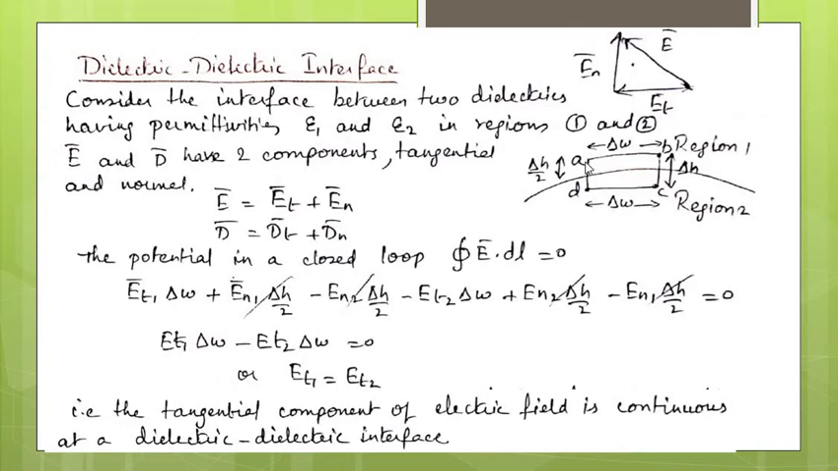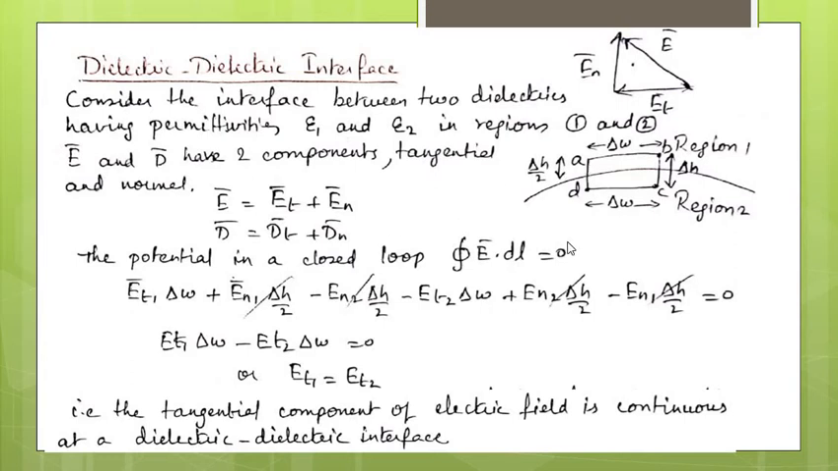Now I have shown the one area from region 1 to region 2 between A to B, B to C, C to D and D to A. The distance between A to B is delta W, distance between B to C is delta H, and between B to the interface it is half of delta H, that is delta H by 2. Again from the interface to C, that is delta H by 2. From C to D it is delta W. From D to the boundary it is delta H by 2. Again from the boundary to A it is delta H by 2.